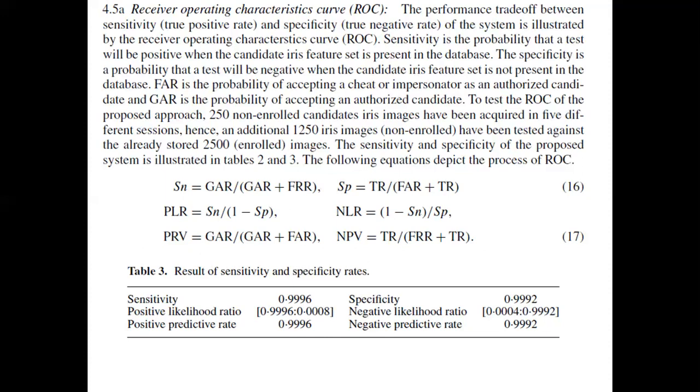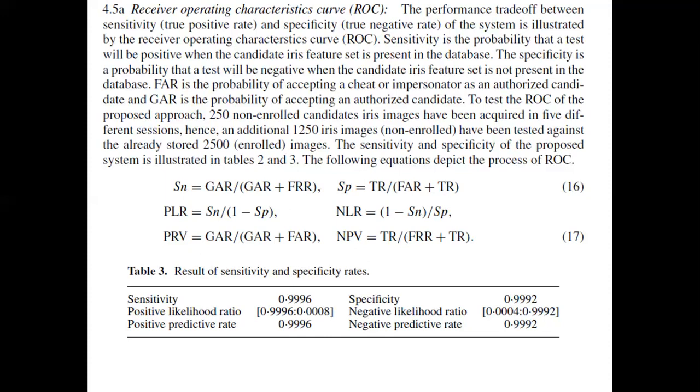Positive means the result is okay. Negative means the result is not okay. So we consider the case when the candidate iris feature set is not present in the database. Sensitivity covers true positive cases, and specificity covers true negative cases. In the case of specificity, it is the probability that the test will be negative when the candidate feature set is not present in the database.